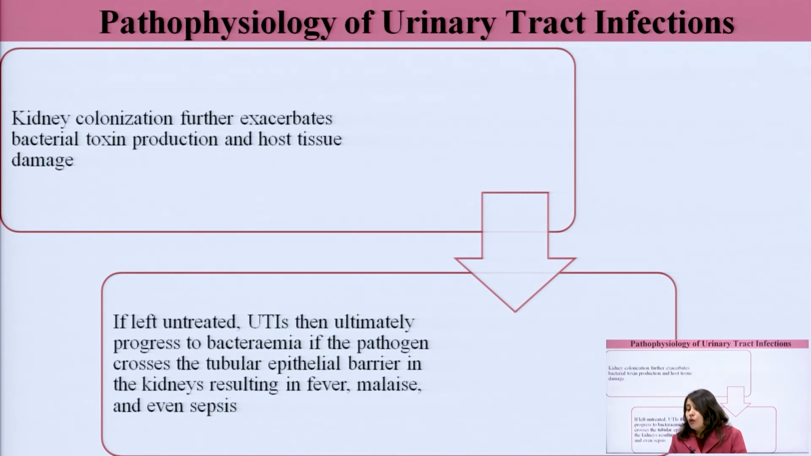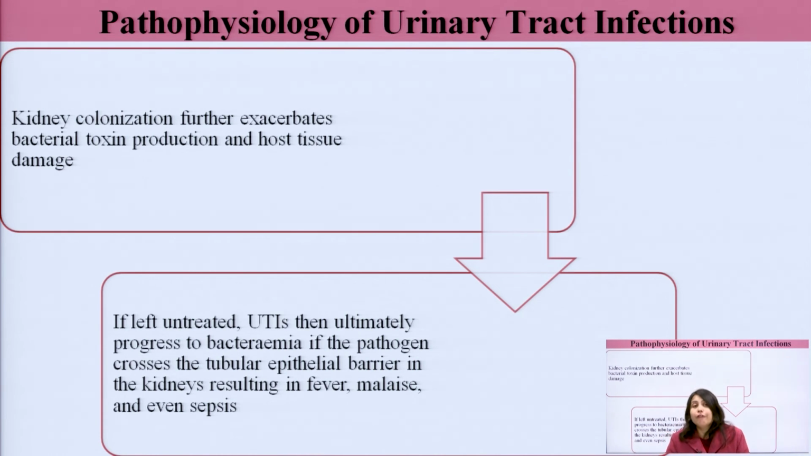Kidney colonization further exacerbates bacterial toxin production and host tissue damage. So what happens when they reach the kidney from the bladder? There also they multiply, they resist the host response, and they form biofilms, multiplying in large numbers and resulting in pyelonephritis. There also they produce large amounts of proteases and toxins, so that they damage the kidney cells, the nephrons. So the nephrons are destroyed, resulting in damage there as well.